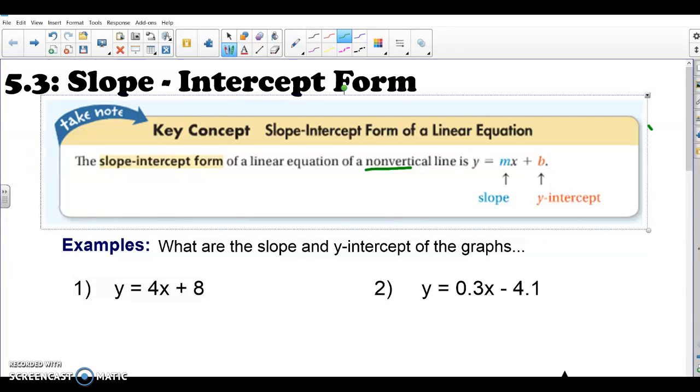All right, so today's lesson is 5.3, which is slope-intercept form. Yes, we did skip section 5.2. Don't worry, we'll come back to that.